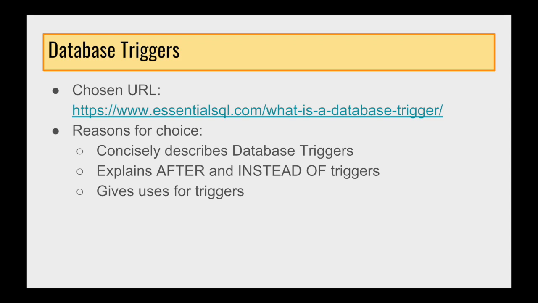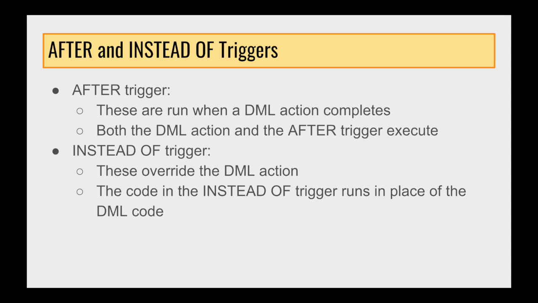A URL we have chosen for database triggers comes from essentialsql.com. We chose this URL because it concisely describes database triggers, explains after and instead of triggers, and gives uses for triggers. The after trigger runs after a DML action completes. This means that both the DML action and the trigger execute. This is useful if there is some SQL code that you need to run every time a certain type of query is executed, such as an update statement.